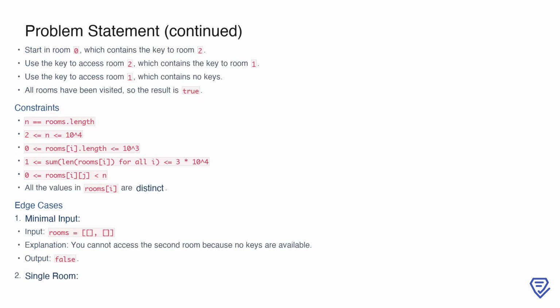The problem comes with constraints that help define its scope. The number of rooms, n, is given by the length of the input list, and it ranges from 2 to 1,000. Each room can contain up to 1,000 keys, and the total number of keys across all rooms does not exceed 3,000. Additionally, all keys in a single room are unique, and each key is a valid room index between 0 and N-1. These constraints ensure that the input is well-formed and bound within reasonable limits for computational purposes. Edge cases include scenarios like having only one room, where you can already access it, or having disconnected keys that make some rooms permanently inaccessible.